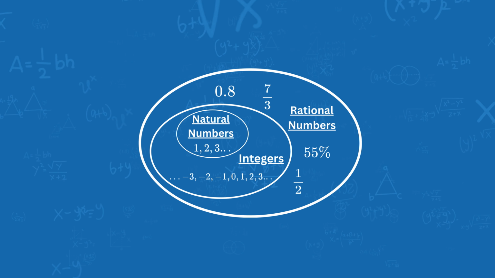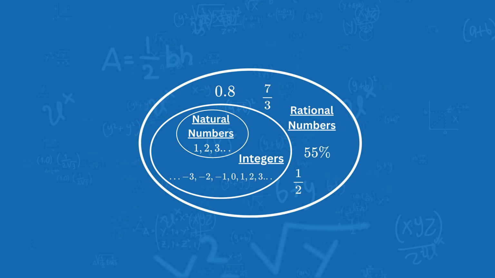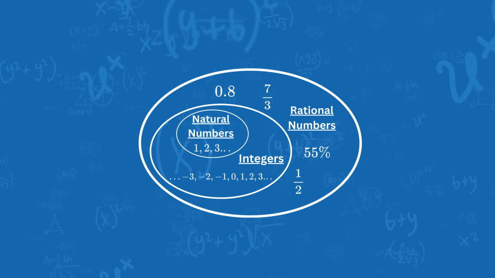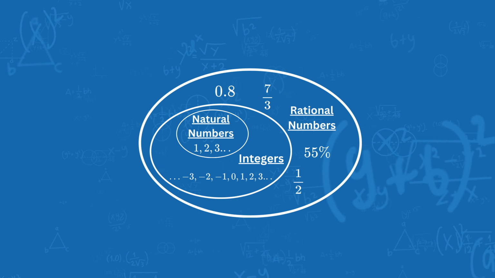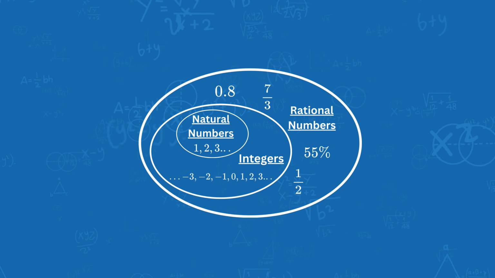Next, we move on to the rational numbers. Rational numbers are numbers which can be expressed as a fraction of two integers, where the denominator is not 0. So, 1/2, -3/4, and even whole numbers like 5, which can be written as 5/1, are all rational numbers. If you can write it as a simple fraction, it's rational.